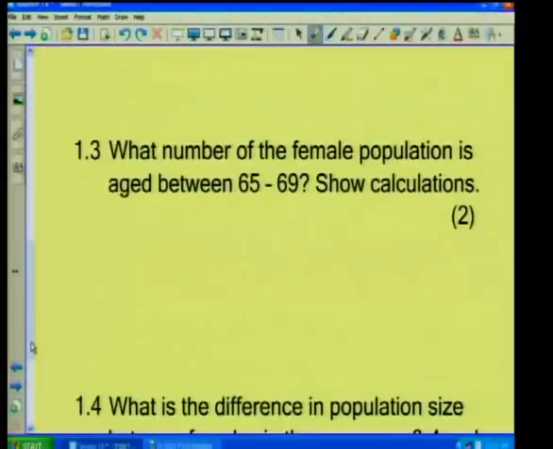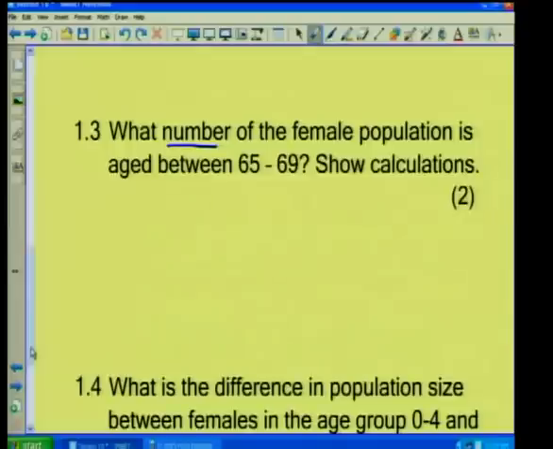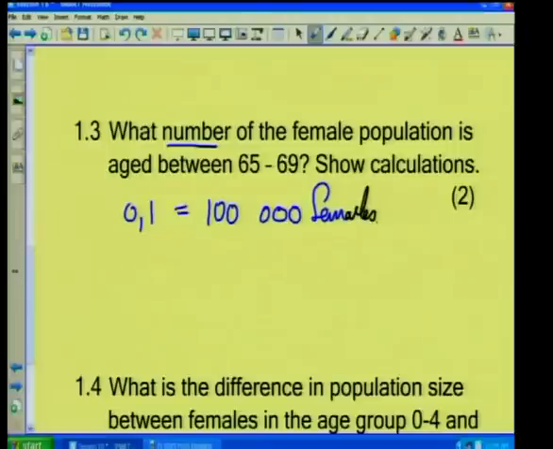1.3, what number of the female population is aged between 65 and 69? Show your calculations. All right, people, so what we'll do is we look at 65 to 69 females. You take your ruler and you draw a line all the way down here. Just make sure it's straight. Remember, I'm doing it freehand. So it ends up being approximately halfway between 0.0 and 0.2, which makes it 0.1. So it's approximately 0.1, and it's in millions, so that would be approximately 100,000 females. All right, and having said that, they're going to give you 2 marks for it.